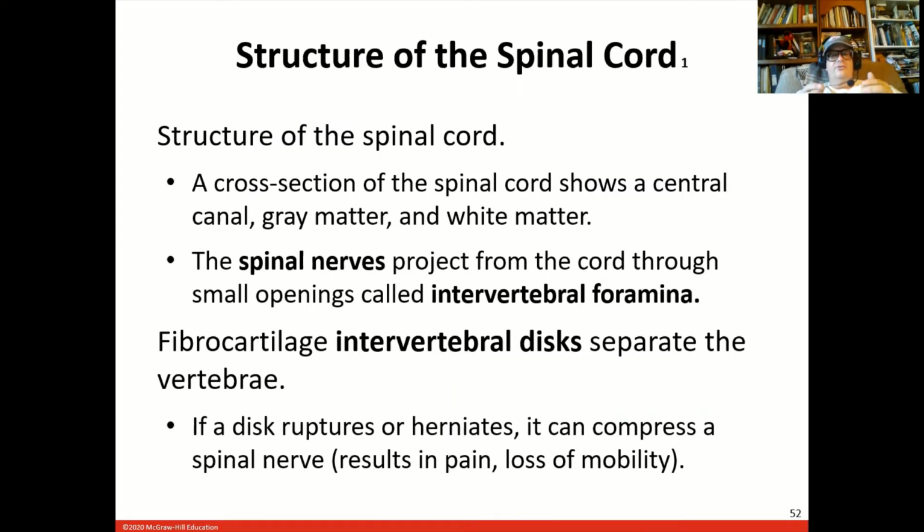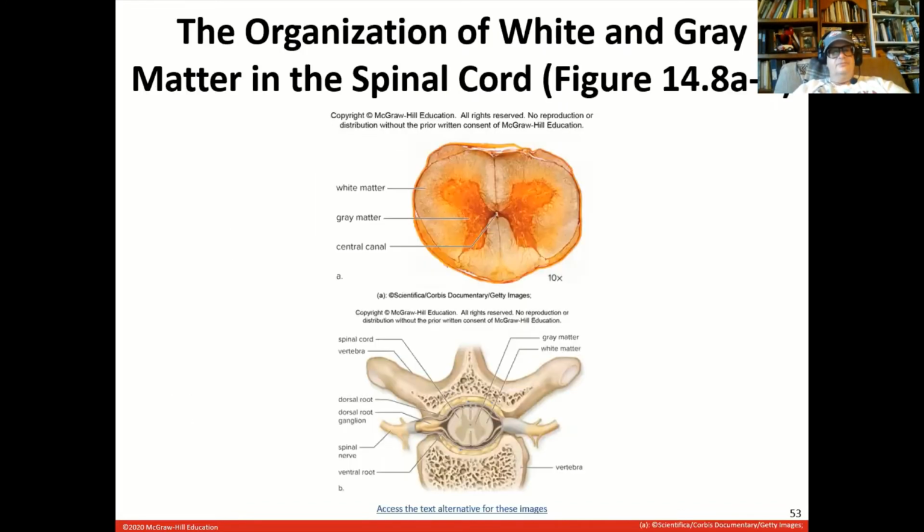Spinal nerves go into the spine. They come from the spinal cord through intervertebral foramina, the little spaces between the parts of the vertebrae. And in between those vertebrae, you have the intervertebral discs, which are made of fibrocartilage. A ruptured disc is super painful because then you have two vertebrae coming together and pinching the nerve that comes out of that foramina. So, not good.